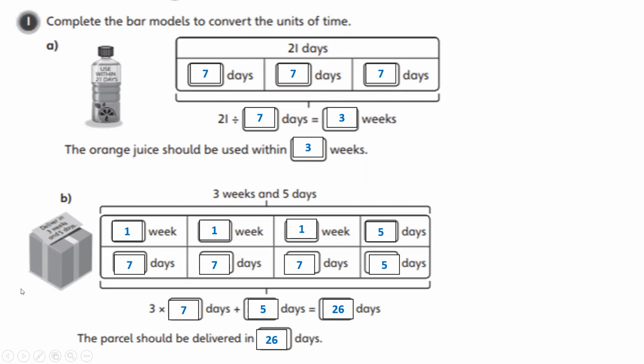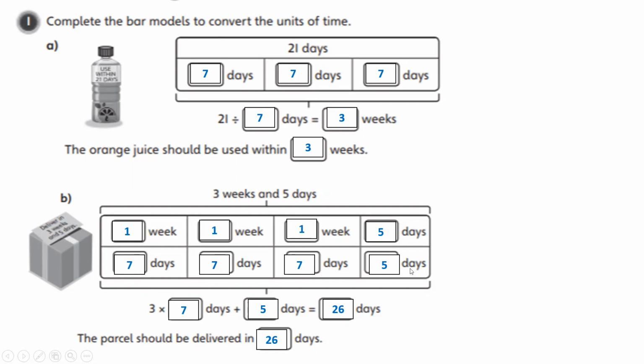Right, here, this is about the delivery of the parcel. It says it must be delivered in 3 weeks and 5 days. So here we are on our bar model. We have 3 weeks and 5 days, and we've split that into 1 week, 1 week, 1 week, and 5 days. And now we're going to convert. 1 week equals 7 days. So we've got 7, 7, 7, and 5.